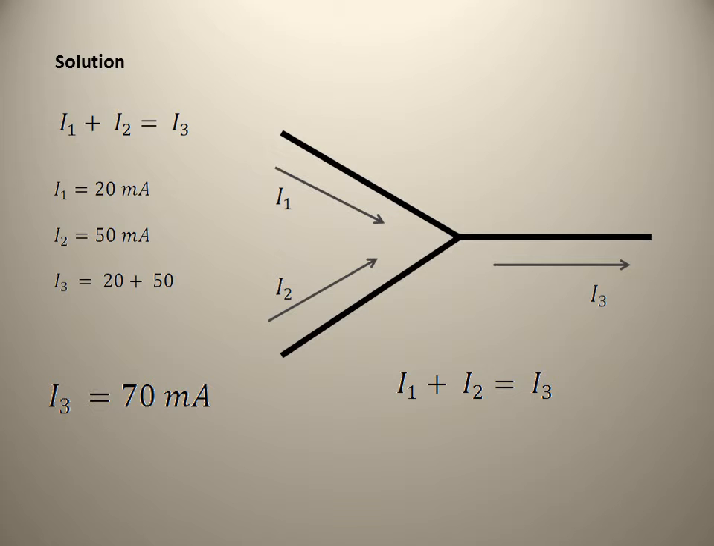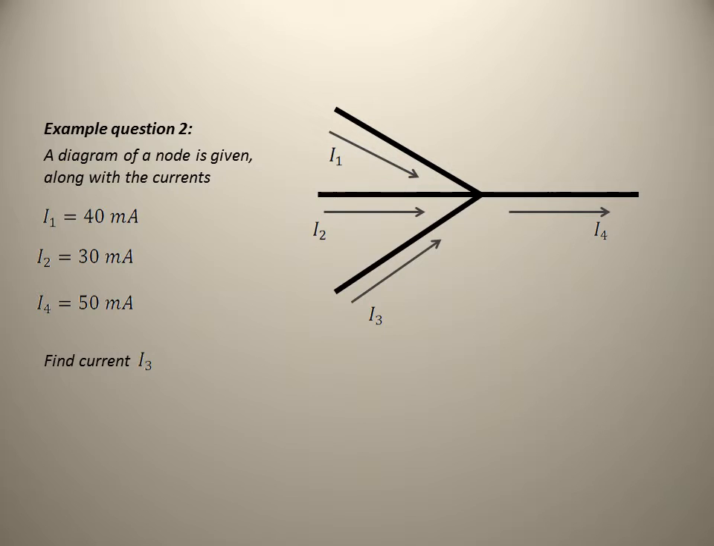Now on to the next sample question. In this example question, we're given a diagram of a node, along with three currents, I1, I2, and I4. I1 is shown to be equal to 40 milliamps, I2 is 30 milliamps, and I4 is 50 milliamps. We're asked to find current I3.